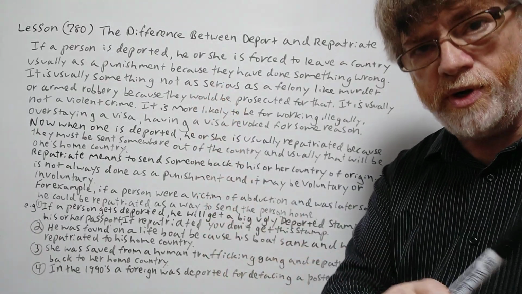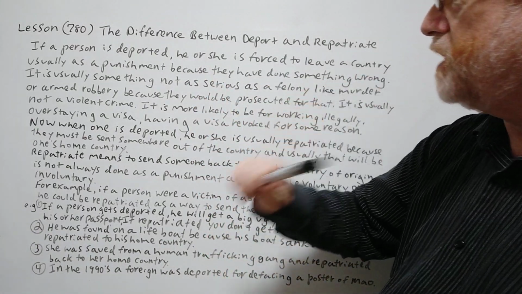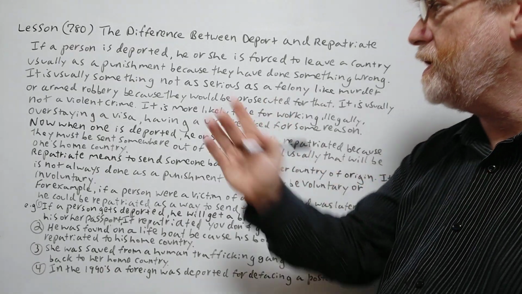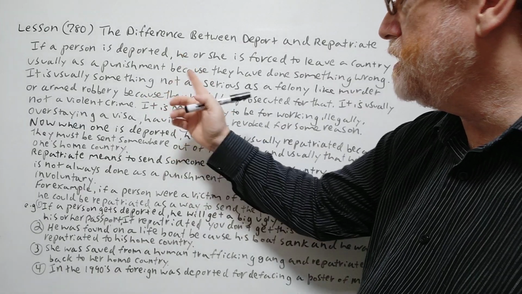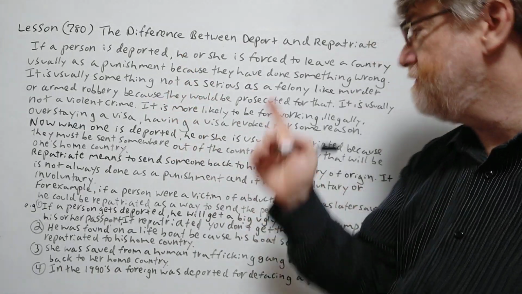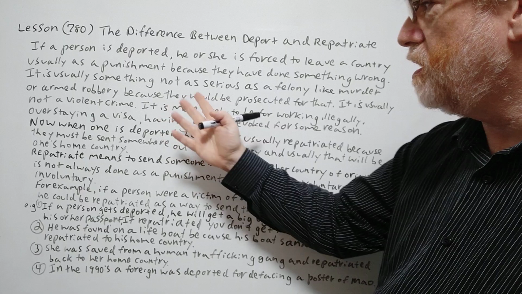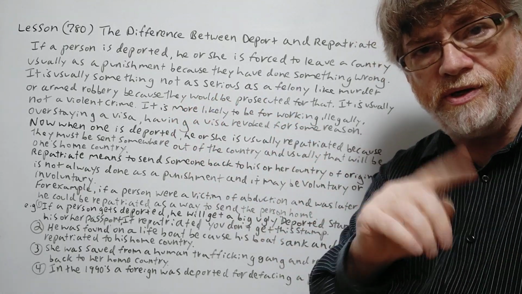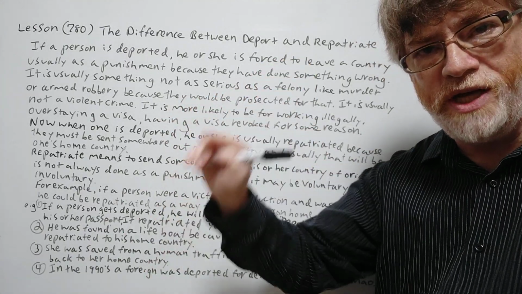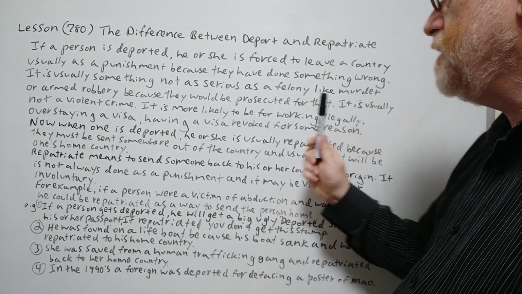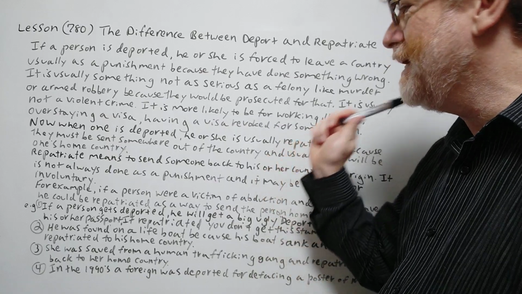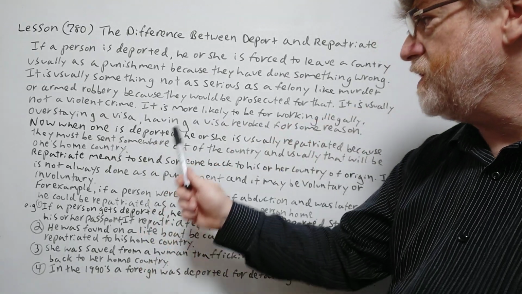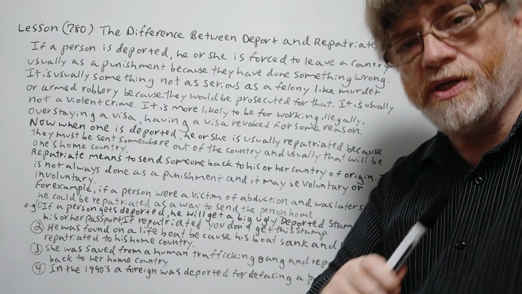If a person is deported, he or she is forced to leave a country, usually as a punishment because they have done something wrong. It is usually something not as serious as a felony or like murder or armed robbery, because they would be prosecuted for that and usually sent to jail in that country. It is usually not a violent crime. It is more likely to be for working illegally, overstaying a visa, having a visa revoked for some reason.